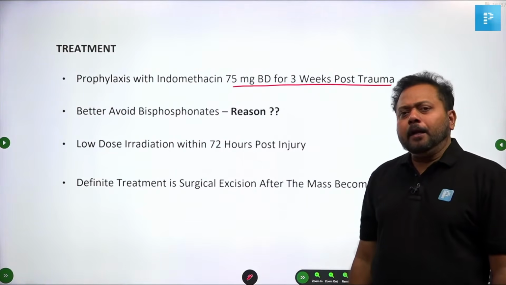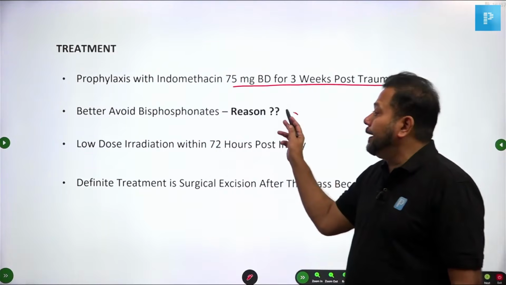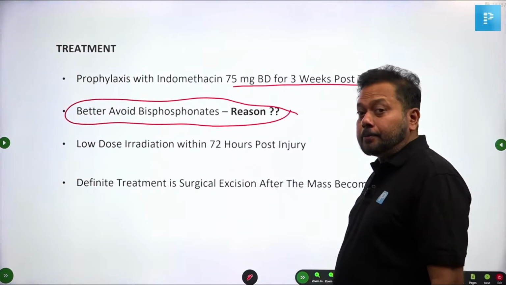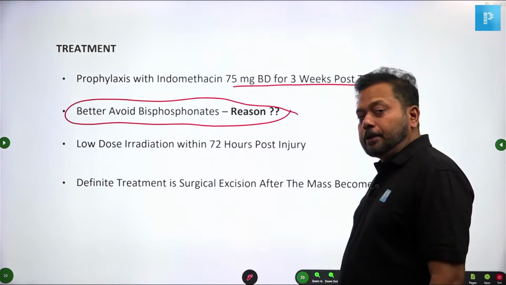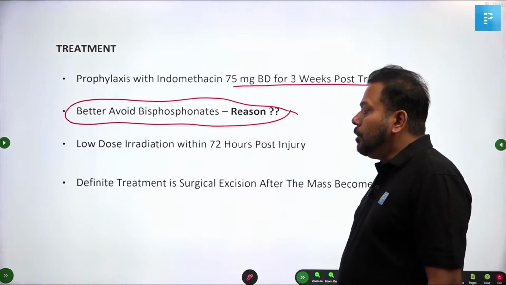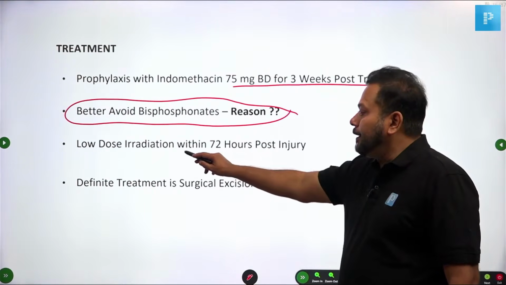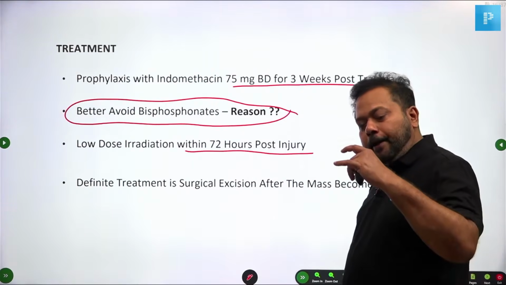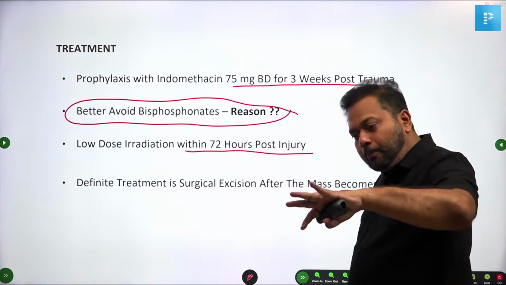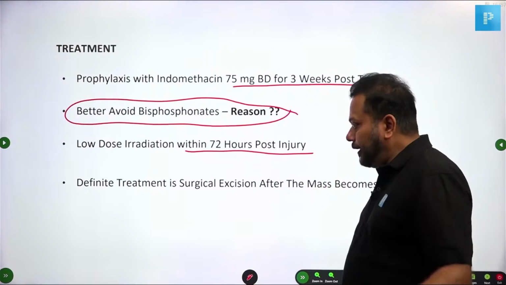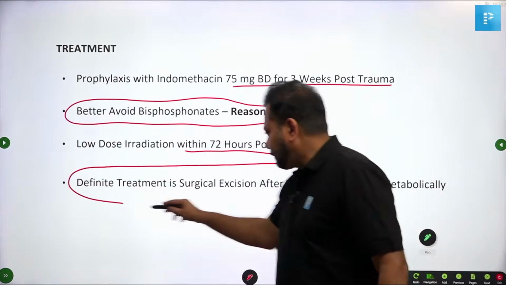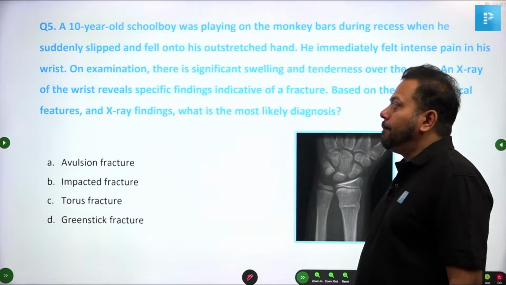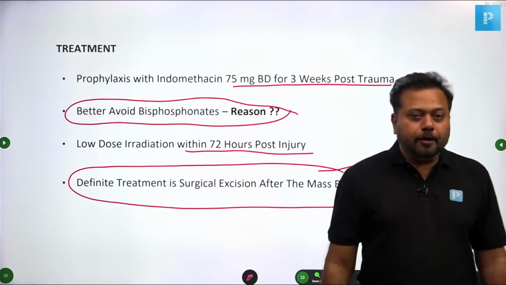Better avoid bisphosphonates, because in some cases they trigger myositis ossificans. Low dose irradiation is indicated in foreign books, 72 hours post injury. For definitive management, once a myositis mass is formed, allow the mass to mature, which takes 6 weeks. After that, complete surgical excision of the mass is the treatment of choice. Complete excision of the myositis mass is the treatment of choice.